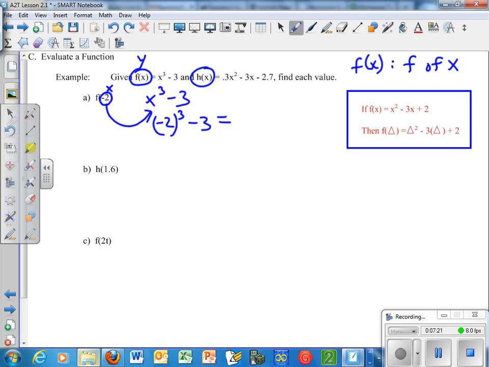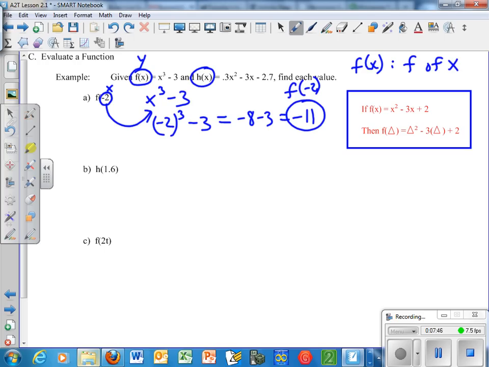Well, negative 2 cubed, negative 2 times negative 2 times negative 2 would be negative 8. And then I got to subtract 3, so that would be negative 11. So that would be what we call f of negative 2. Your answer is negative 11, because we plugged negative 2 into the function f. It's going to output a number, okay, because we're plugging a number in.